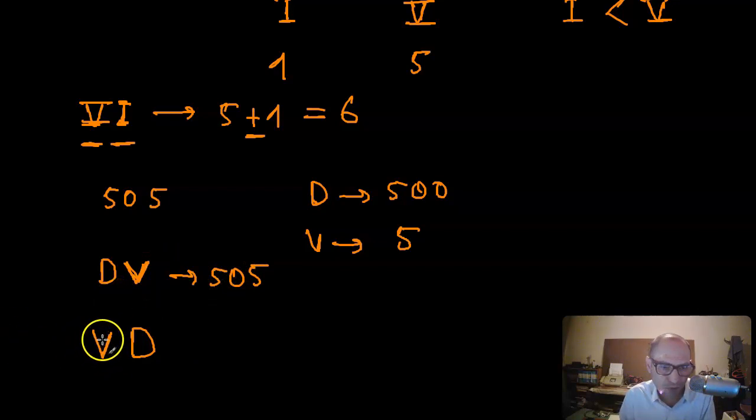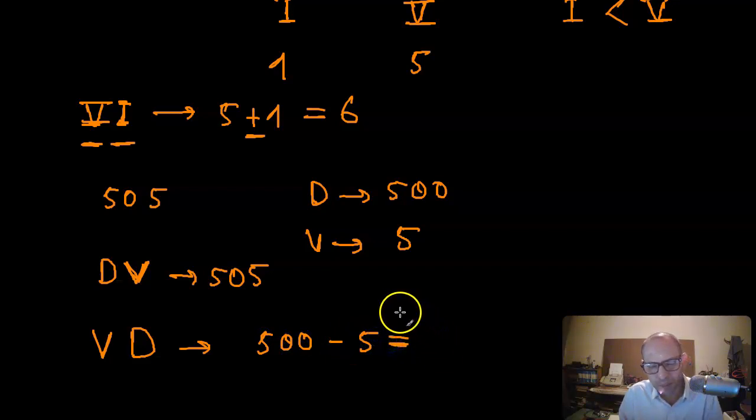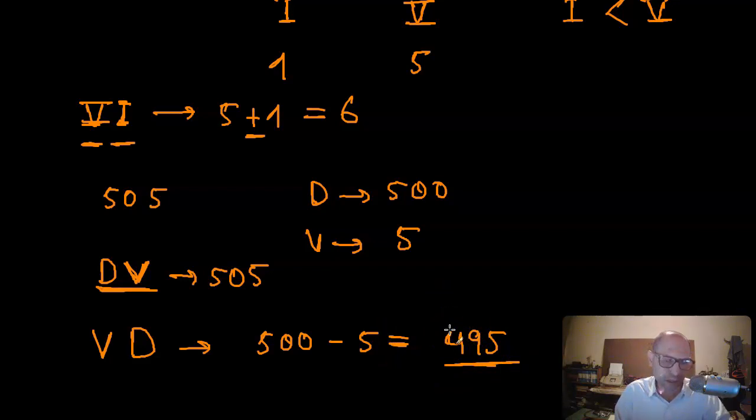Whereas if you write your D, which is essentially 500, and put the V on the left hand side, then the value of V, which is of course of a smaller value, is going to be subtracted from the value of D, which means that this is nothing but 500 minus 5, which is the same thing as 495. Now, as a rule, this is okay, meaning that if you put some numeral on the left hand side, the value of that numeral is supposed to be subtracted. There's no problem with that.